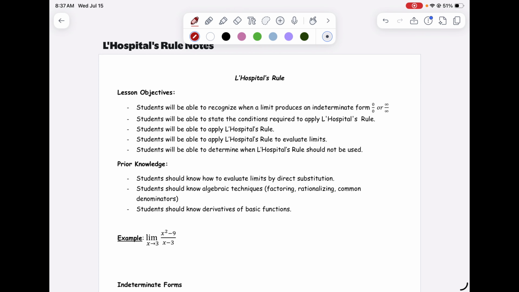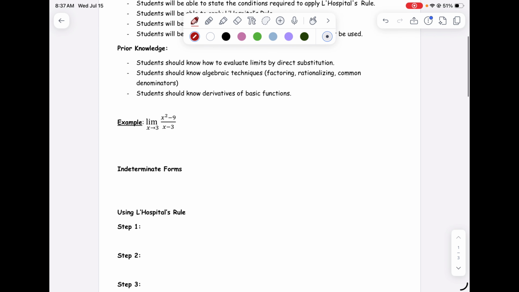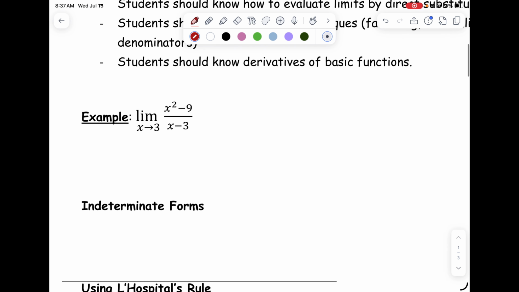So you'll see here at the top we have the lesson objectives, and before we start, I want to go over what you should already know before going into this lesson. You should know how to evaluate limits using direct substitution. You should know your algebraic techniques, and you should also know how to find derivatives of basic functions because L'Hopital's rule uses derivatives. Okay, so let's go ahead and start with our first example.